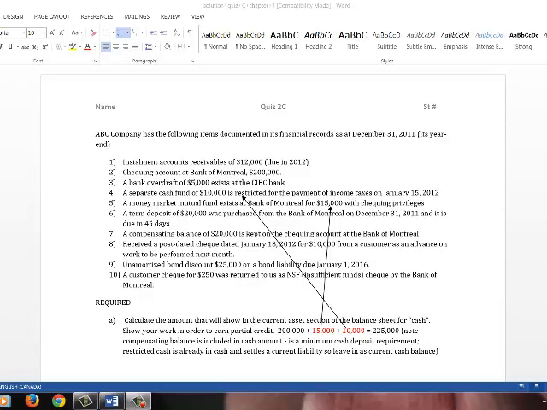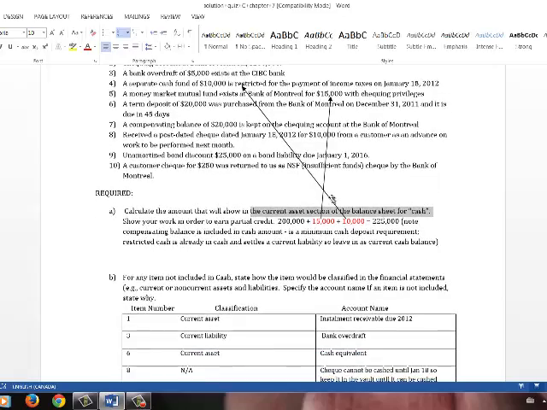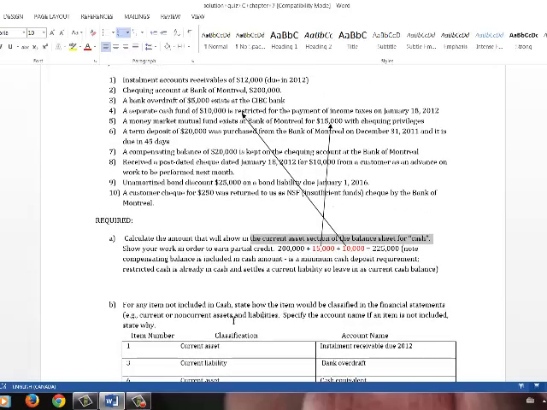Hi folks, welcome to this other example on items that would be included in the current asset cash balance. And again, in this question, not only do you need to identify what goes in the current asset account for cash, but if there's any item in numbers 1 to 10 that does not, you have to tell us where it goes in the financial statement and how it would be classified.